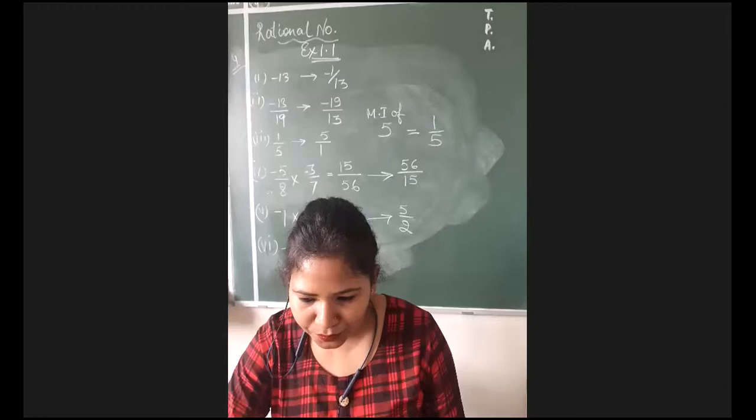Then you talk about 1/5, which will give you 5/1. Then this question is not written in the simplified way. So first you will make it simplified. So you know minus minus will give you plus, 5 threes are 15, 8 sevens are 56. And when you do the reciprocal of it, it will give you 56/15.